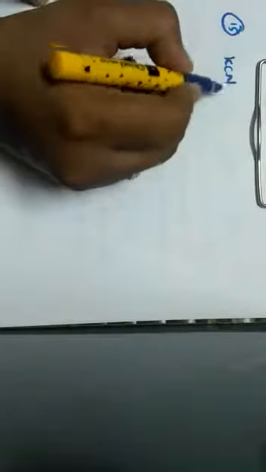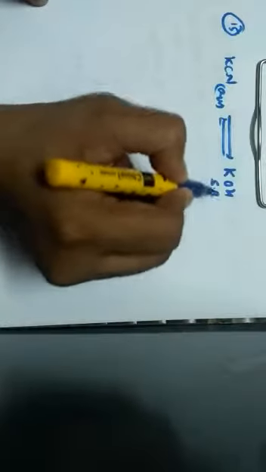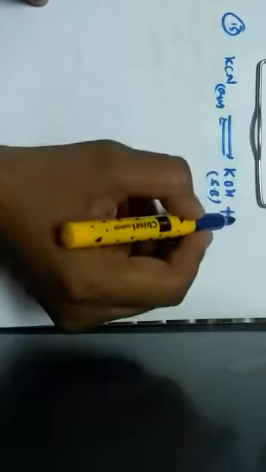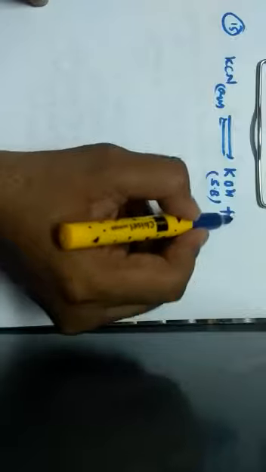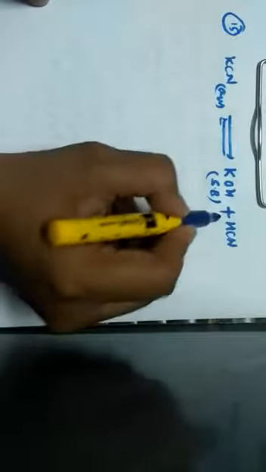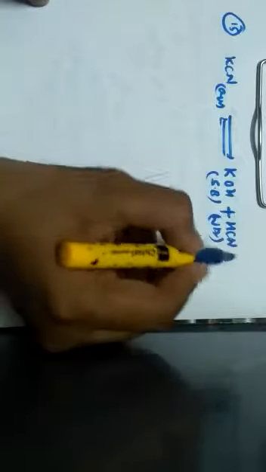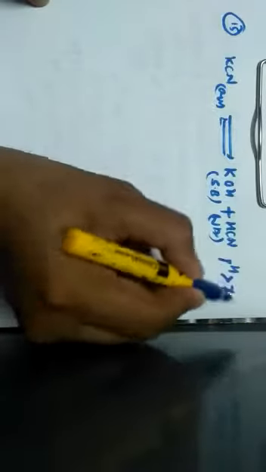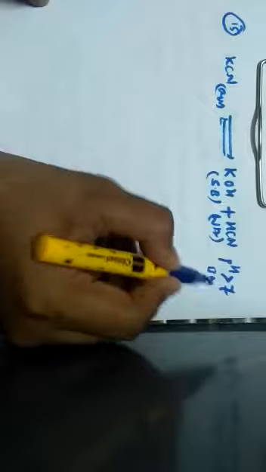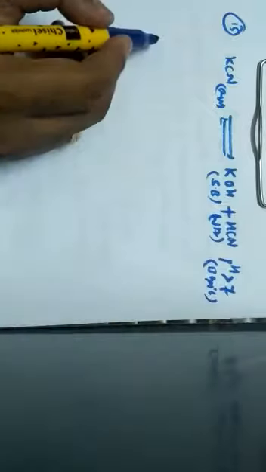When KCN is dissolved in water, that is, in its aqueous condition, we get KOH, where KOH is a strong base. Along with KOH, we are going to get HCN, where this HCN is a weak acid. Since it is a strong base with a weak acid, the pH should always be greater than 7. So if the pH is greater than 7, it is a basic medium.